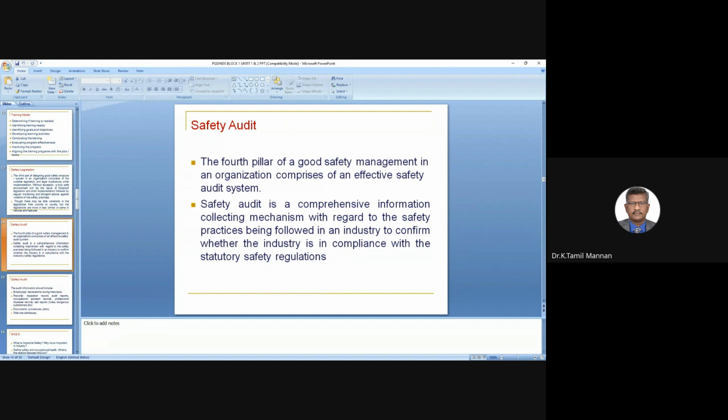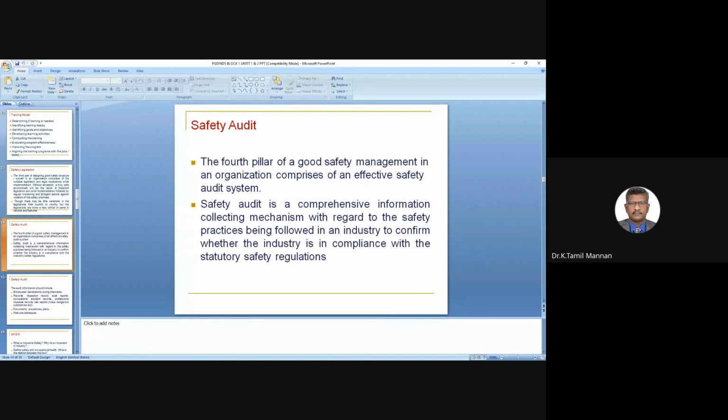So whatever comprehensive information is collected by the safety department regarding safety practice, we have to confirm whether it is followed in the industry, in compliance with the statutory factory regulations. If there is any deviation, the safety auditing committee has the power to close the industry or wind up the industry. So this is the safety auditing.